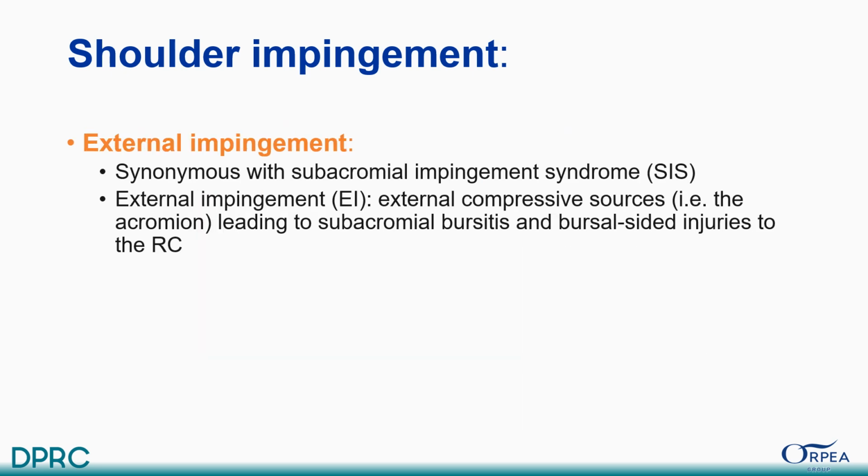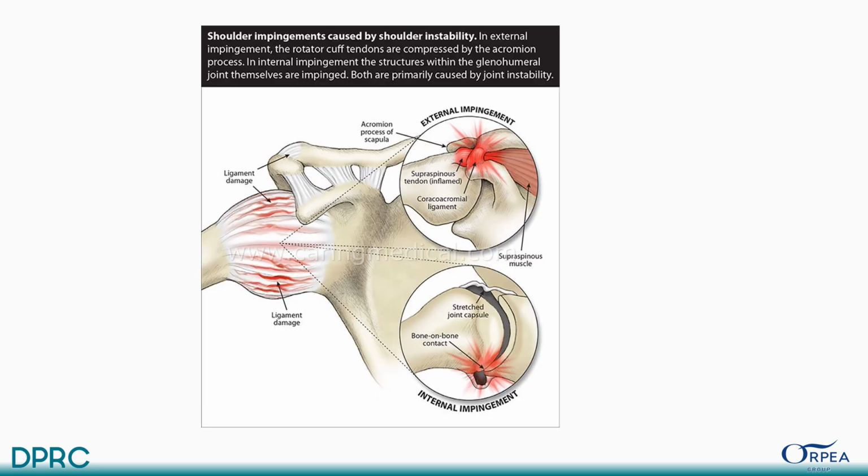What is an external impingement? External impingement is synonymous with subacromial impingement syndrome. External impingement, because of the external compressive sources like the acromion, leads to irritation, and causes subacromial bursitis and bursal side injuries to the rotator cuff. In this picture you can see what external impingement and internal impingement are, as a schematic representation of both types of impingement.